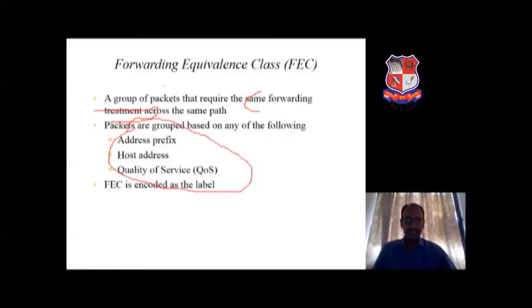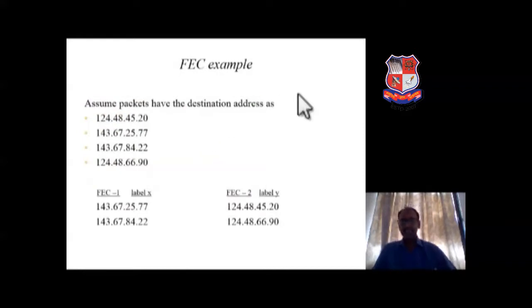And then a label will be assigned. So let's see an example. Interesting example: now we can see these are the 4 different destination addresses which are required to be routed inside the MPLS domain.